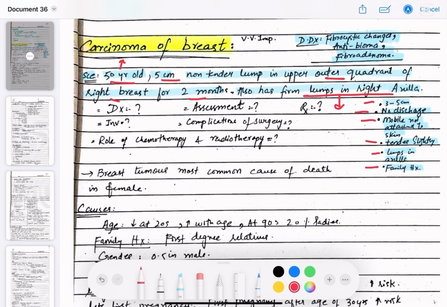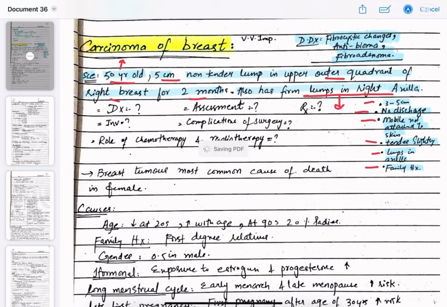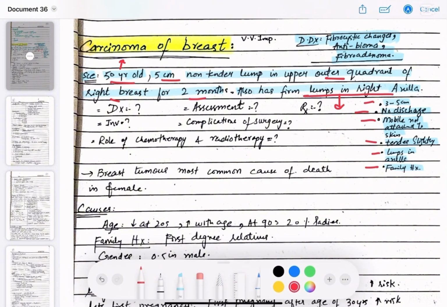Okay, so what is the diagnosis, the investigations, the role of chemo and radiotherapy, the assessment and the complications of surgery? All these are the important questions that are asked in this topic. So what is carcinoma of breast? It is a breast tumor which is the most common cause of death in females. Okay, carcinoma of breast is one of the most common causes of death in females.